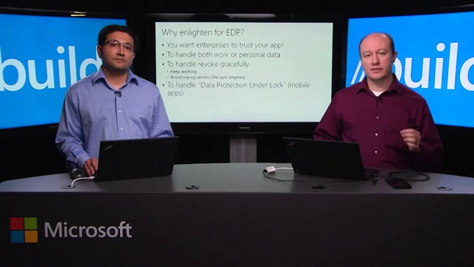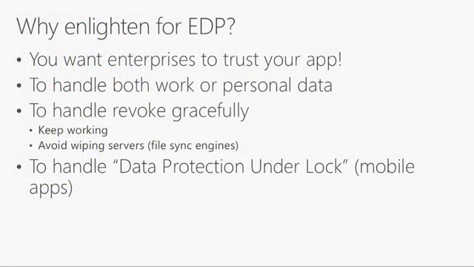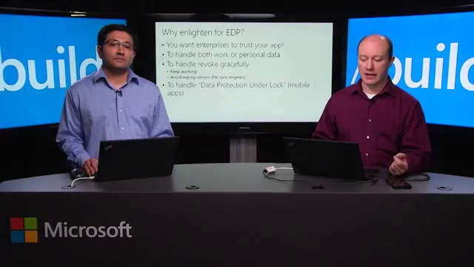And lastly, this is really for Windows Phone applications right now, but you need to code for data protection under lock so that when the data stops being available at any time, you can react to that event, and then when the data is available again because the user is present, you can have a fresh experience. But I really think that the most important reason is this first one, to handle both work and personal data.